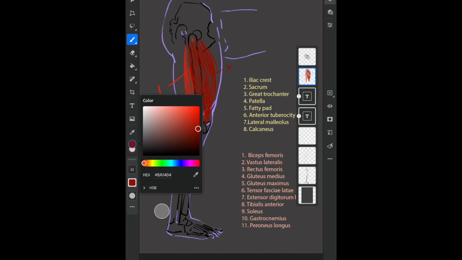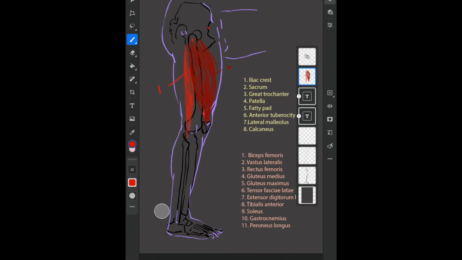Then we're going to see a little bit of the rectus femoris as well. Let's change colors here. So the rectus femoris starts at the anterior inferior iliac crest. That's going to be right here. And is going to run straight down to the patellar tendon. That's going to be your rectus femoris muscle. Number 3.